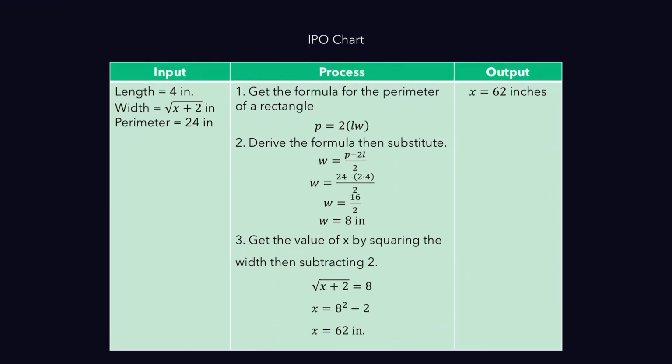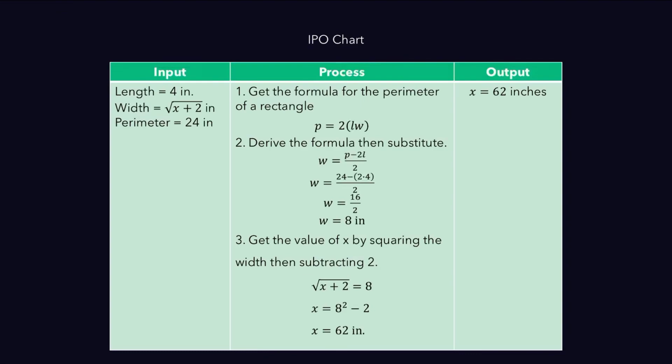For the input, we have the given, which is length is equal to 4 inches, width is equal to square root of x plus 2 inches, and the perimeter is equal to 24 inches. In order to solve for this problem, we are first to get the formula for the perimeter of the rectangle, which is perimeter is equal to 2 times the quantity of length plus width. Then, we have to derive the width from the formula for the perimeter, then substitute the values.